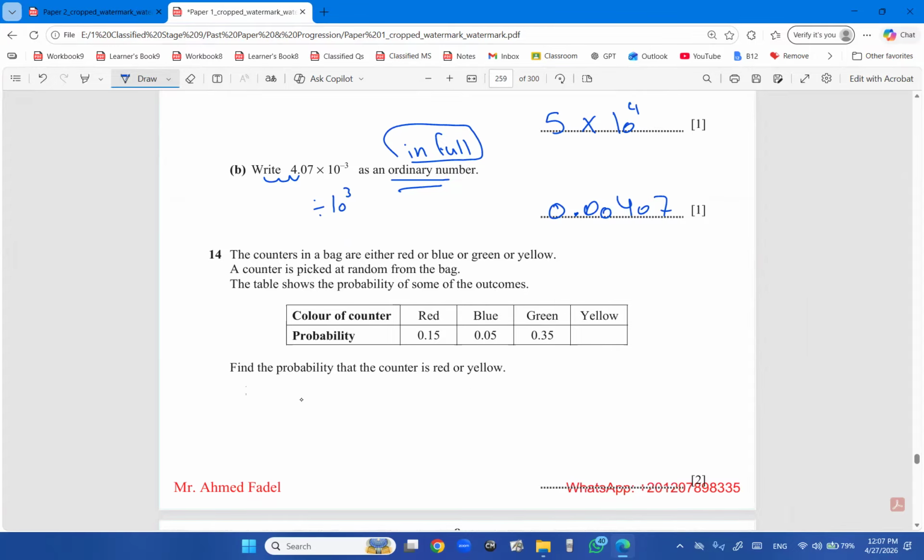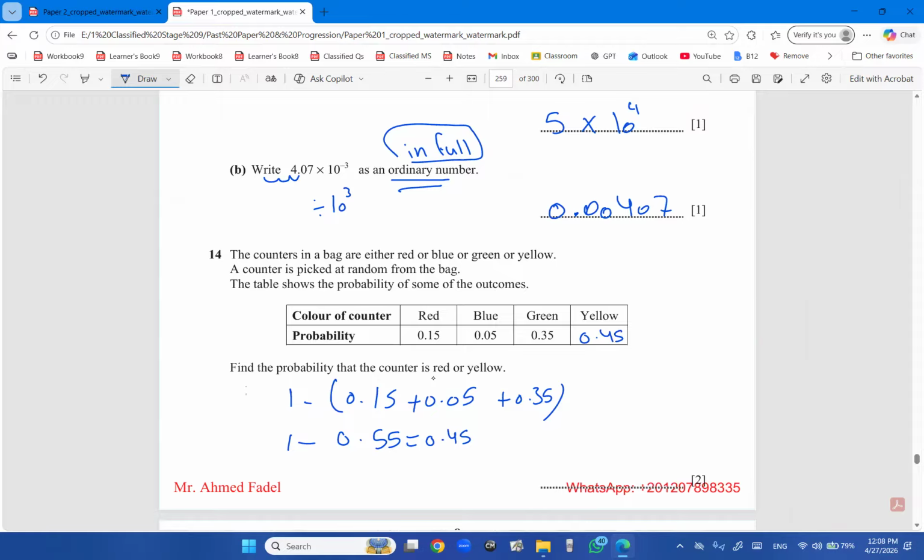Here to find the yellow, we need to add them all up. 1 minus the rest. So 1 minus 0.15, 0.05, 0.35. You're going to find that it is 1 minus 0.55. This is the total, which is 0.45. So the yellow is 0.45.